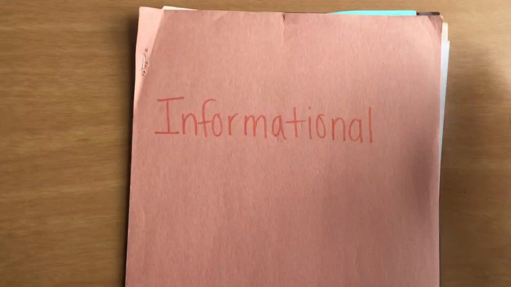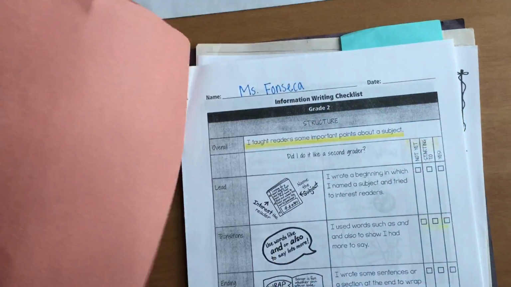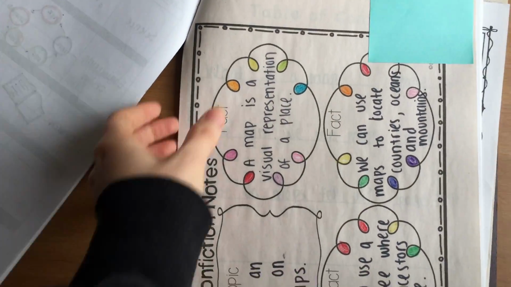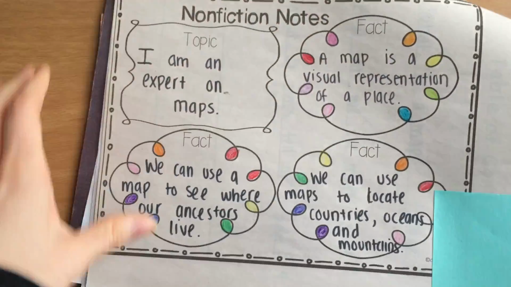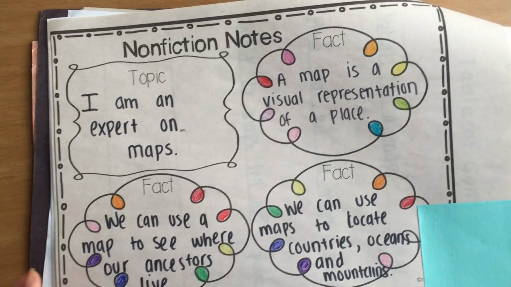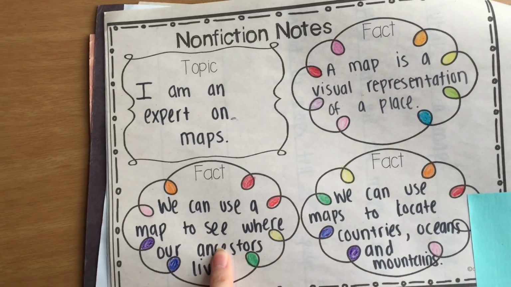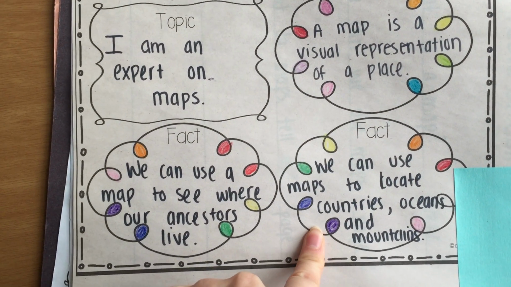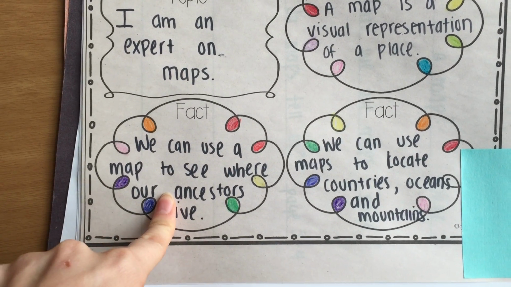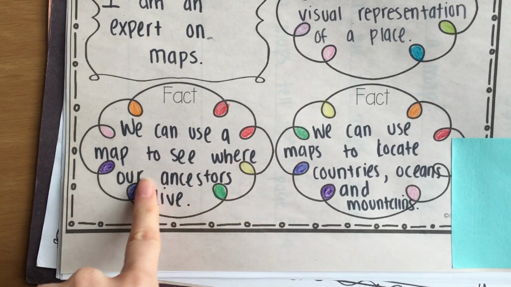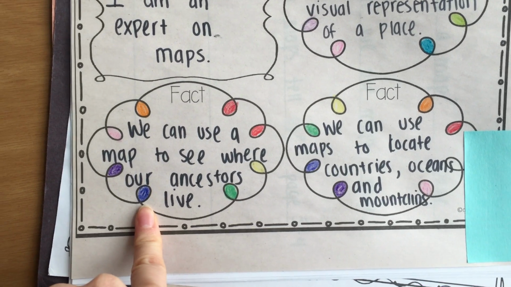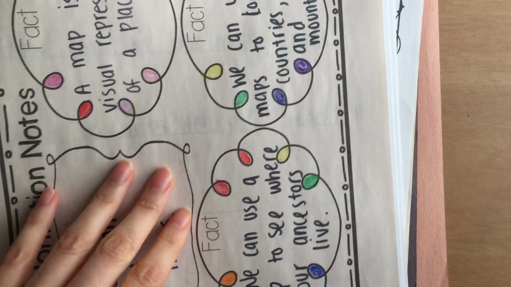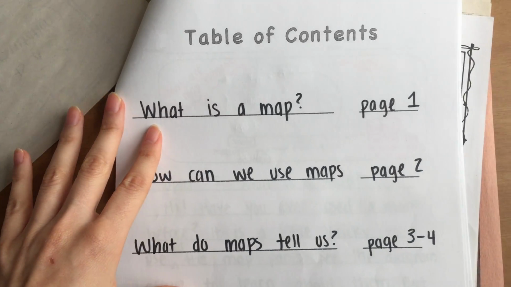All right, so let's see how we can add comparisons to our stories. So I picked my favorite idea: I am an expert on maps, and I put 3 different things I know about maps. What is a map? What we can use maps for, and another thing, we can use maps to see where our ancestors live. We can use it for countries, oceans, and mountains. And those become my table of contents.